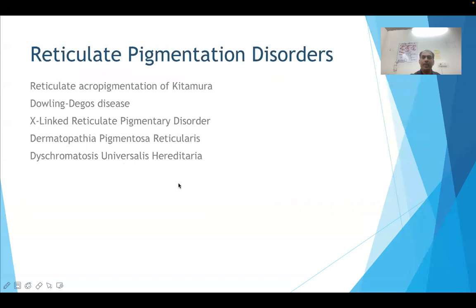The reticulate pigmentation disorders of Kitamura, Dowling-Degos disease, X-linked reticulate pigmentary disorder, dermatopathia pigmentosa reticularis, and dyschromatosis universalis hereditaria are the pigmentary disorders which show reticulate or net-like pigmentation in various different areas of the body.